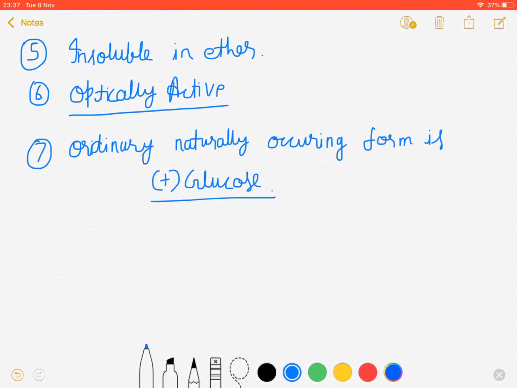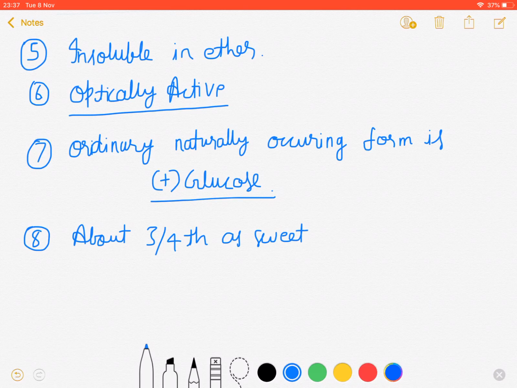And number eight is that glucose is about three-quarters as sweet as cane sugar.